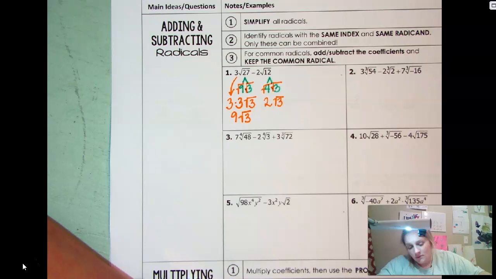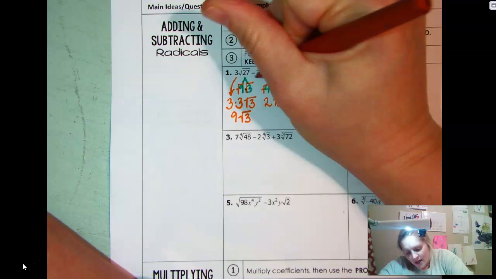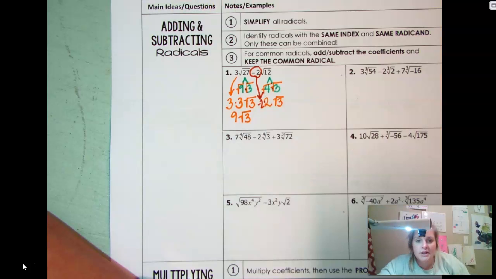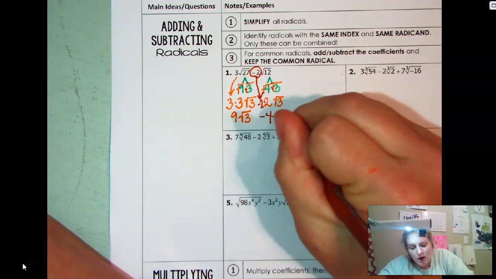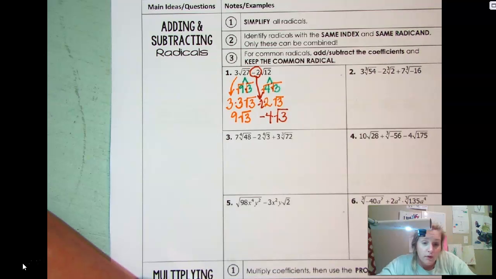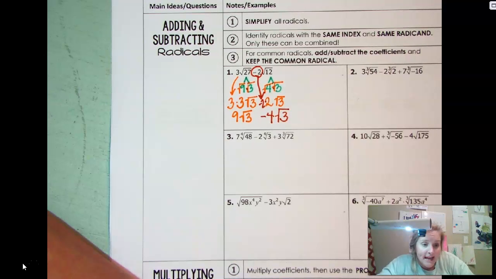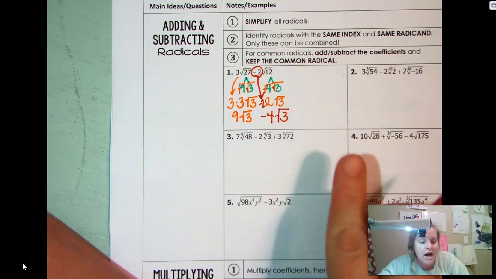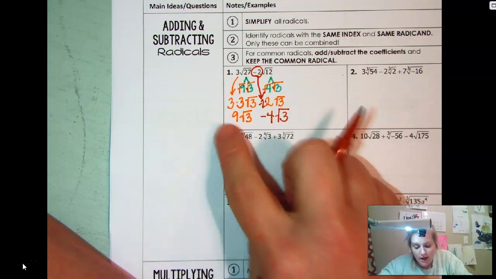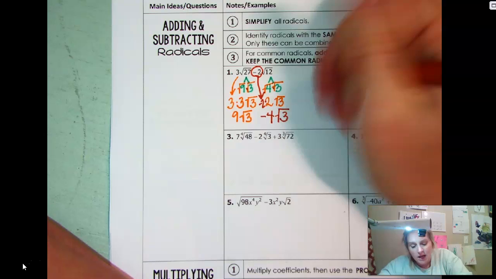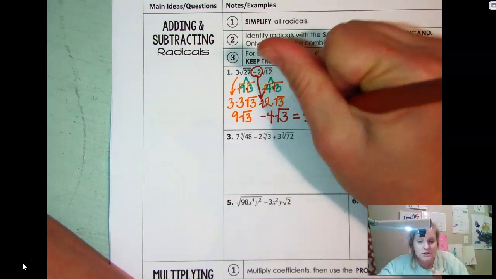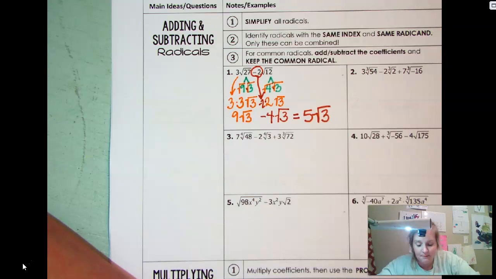This one up here has negative 2 up front. So I'm taking this negative 2 right here and I'm bringing it down to multiply by 2. So negative 2 times 2 is negative 4 square roots of 3. Now, that means I'm subtracting or adding a negative. Same thing. Doesn't matter if you wanted to do 9 plus negative 4 or 9 minus 4. You are just doing the coefficients. 9 minus 4 is 5, and then in the house is 3, and that stays the same. That's your answer.